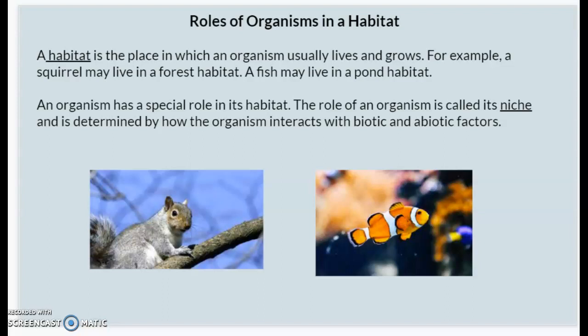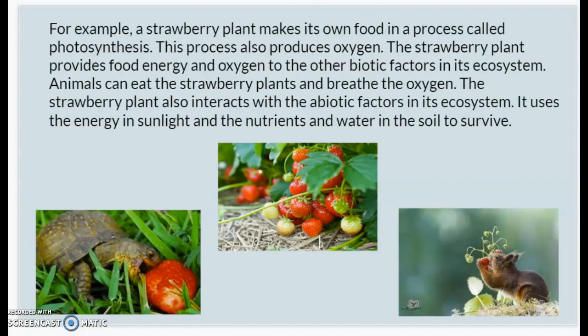abiotic factors. For example, a strawberry plant makes its own food in a process called photosynthesis. This process also produces oxygen. The strawberry plant provides food energy and oxygen to other biotic factors in its ecosystem. Animals can eat the strawberry plants and breathe the oxygen. The strawberry plant also interacts with the abiotic factors in its ecosystem. It uses the energy in sunlight and the nutrients and water in the soil to survive.